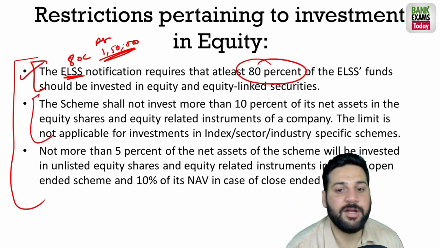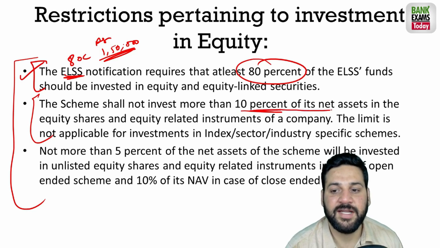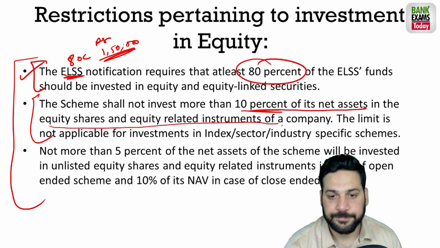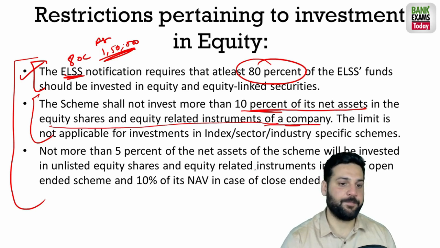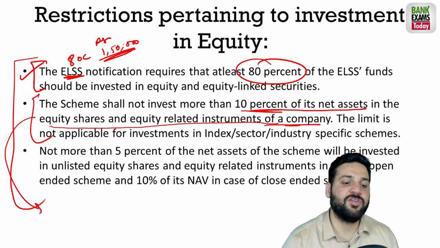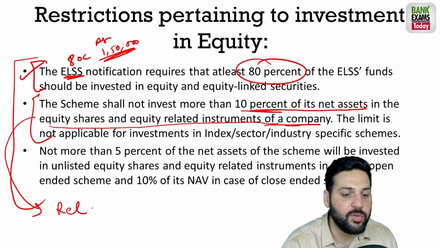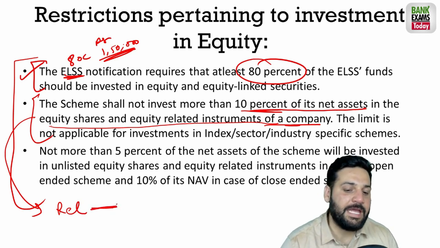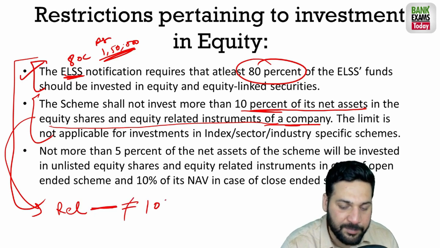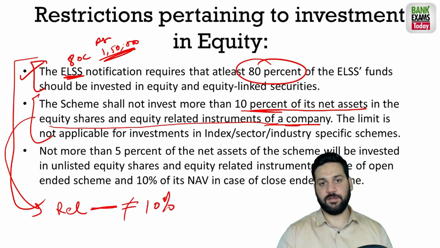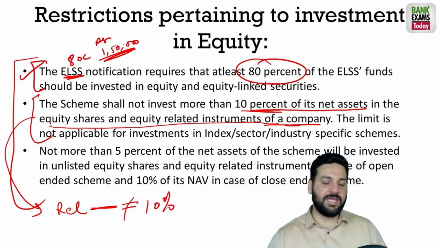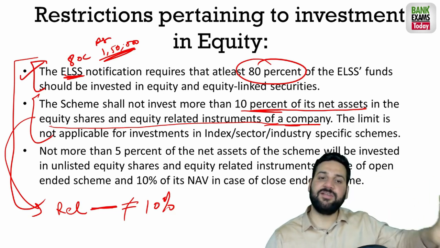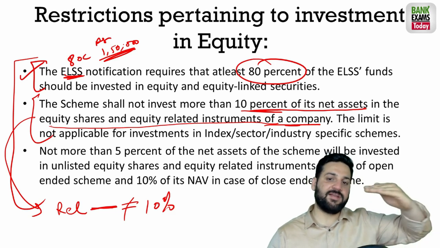The scheme shall not invest more than 10% of its net asset in equity shares of one company. No matter what, Reliance is doing really good, TCS is doing really good, but one mutual fund scheme cannot invest more than 10% in one company. Let it be TCS, let it be Reliance. They need to invest less than 10%.